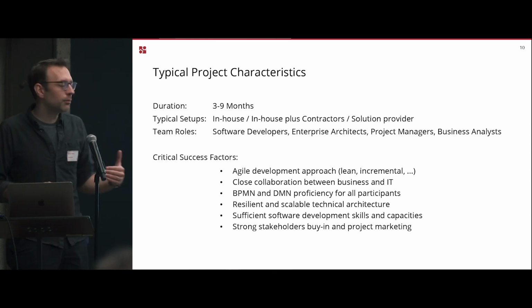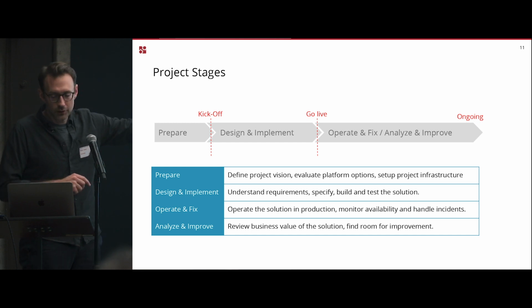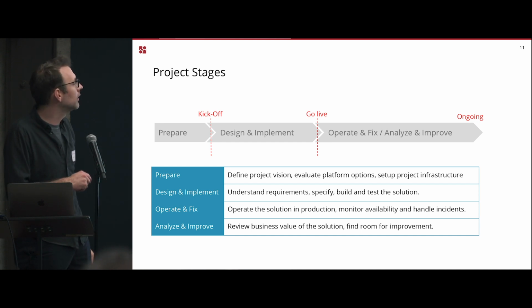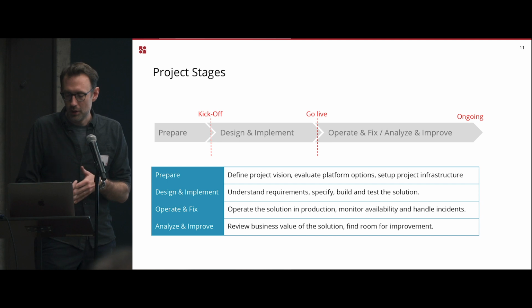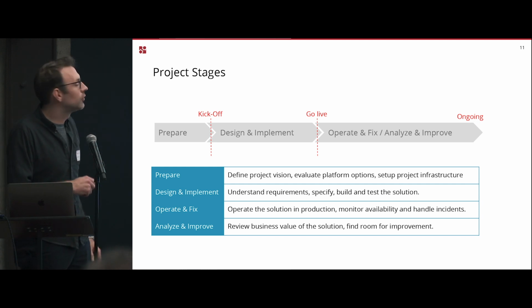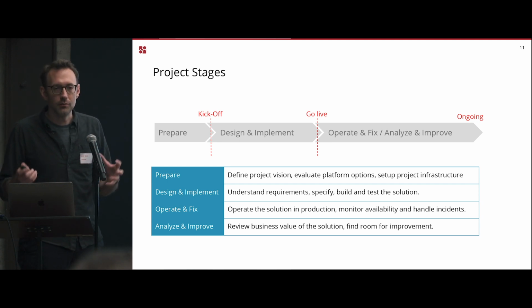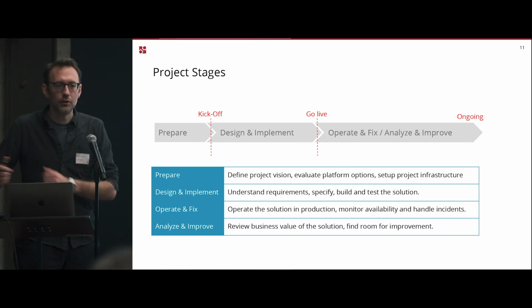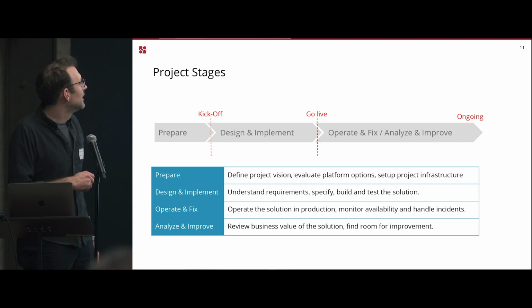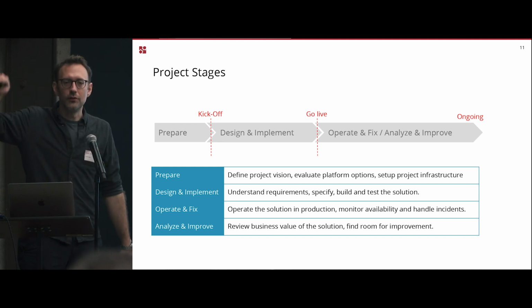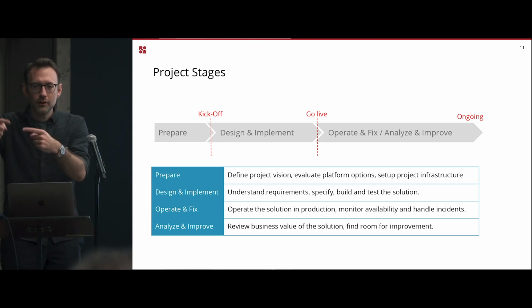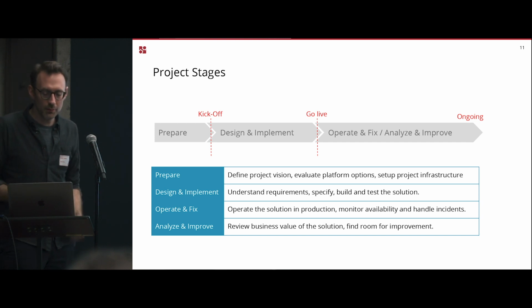Then, how do these projects typically go? Now, these are certain phases that we typically observe. So in the beginning, of course, there's some preparation phase where we define the project vision, evaluate the platform options, set up some project infrastructure. So budget gets maybe clarified. Maybe you decide to go with the enterprise edition of Camunda, things like that. Then there's typically a design and implementation phase where IT and business go through these loops of incrementally getting to the process that we need to implement.